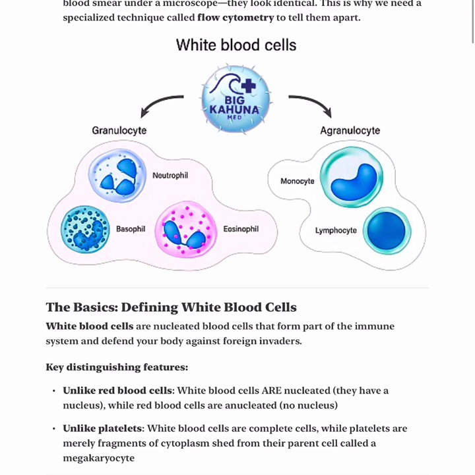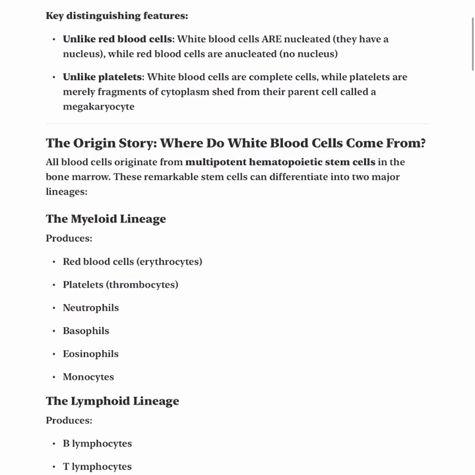Now, your white blood cells are, again, nucleated blood cells that form part of the immune system and defend your body against those foreign invaders. Unlike red blood cells, white blood cells are nucleated. They have a nucleus, while red blood cells do not. A key differentiation that needs to be made is between white blood cells and platelets. White blood cells are complete cells. This is important because platelets are merely fragments of cytoplasm shed from their parent cells called megakaryocytes.